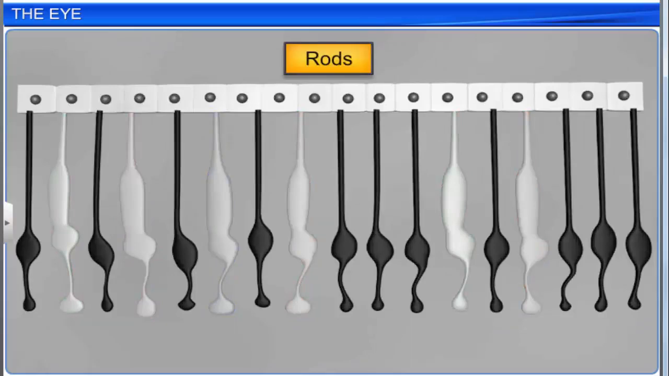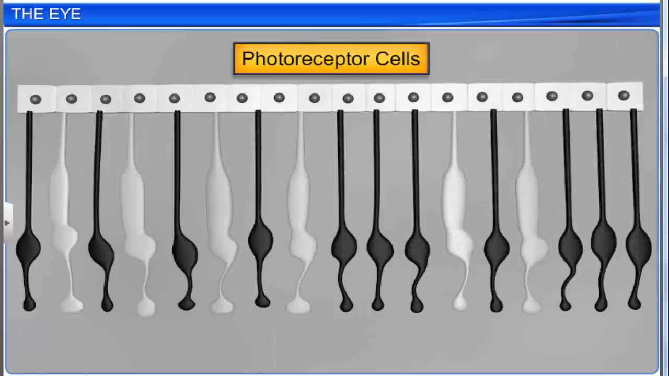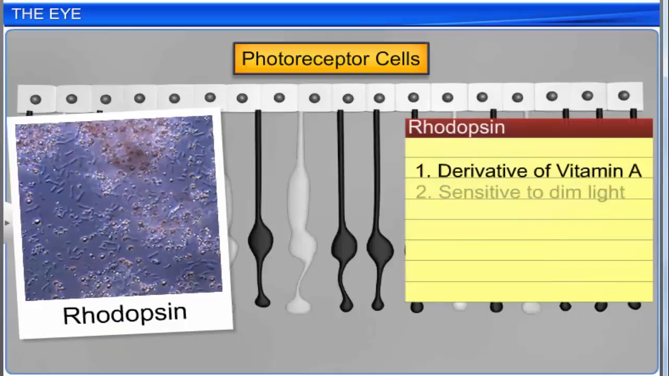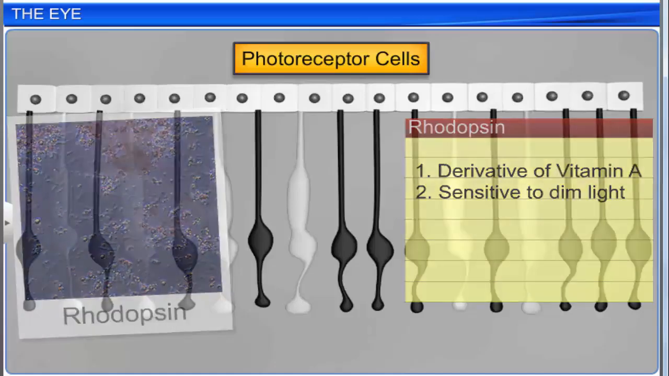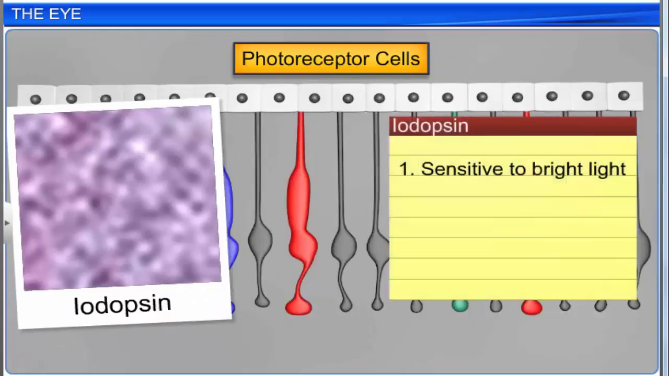The rods are responsible for twilight vision, which is also known as scotopic vision. A purple pigment called rhodopsin is present in the rods, which contains a derivative of vitamin A and is sensitive to dim light. However, the rods do not play any role in color vision. A violet pigment called iodopsin is present in the cones, which are sensitive to bright daylight or photopic vision.